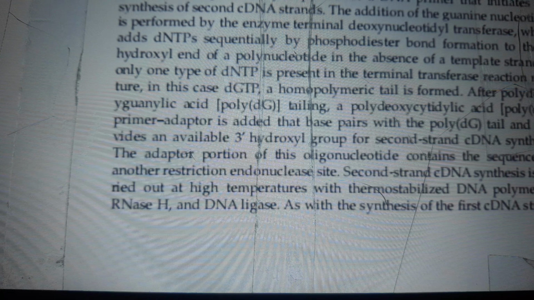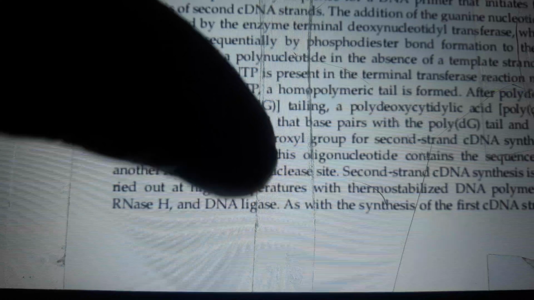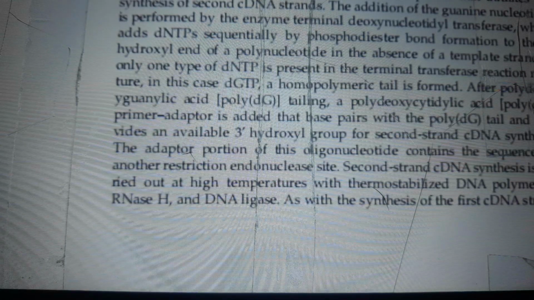Primer adapter is added that base pairs with the poly-dG tail and provides an available 3' hydroxyl group for second strand cDNA synthesis. The adapter portion of this oligonucleotide contains a sequence for another restriction endonuclease site. Second strand cDNA synthesis is carried out at high temperatures with thermostabilized DNA polymerase, RNase H, and DNA ligase, as with the synthesis of the first cDNA strand.